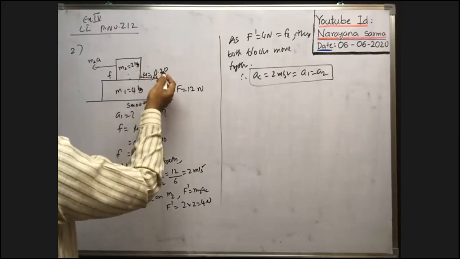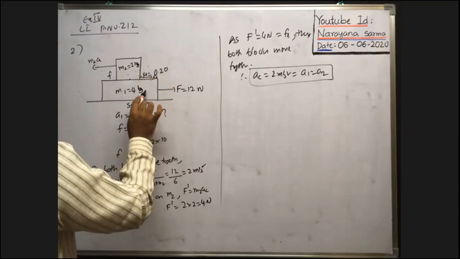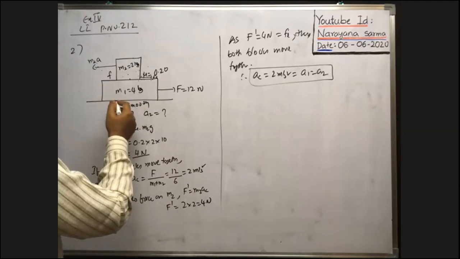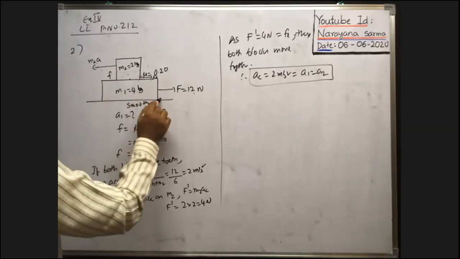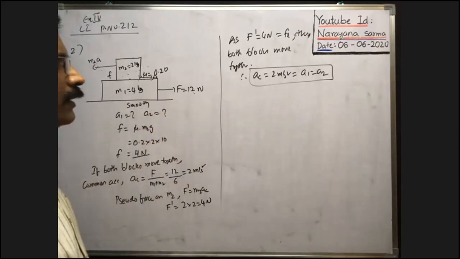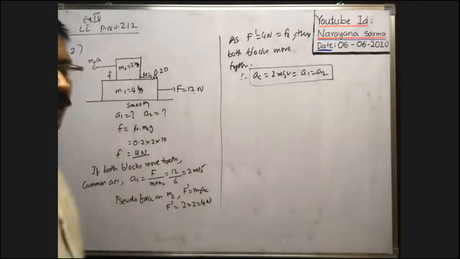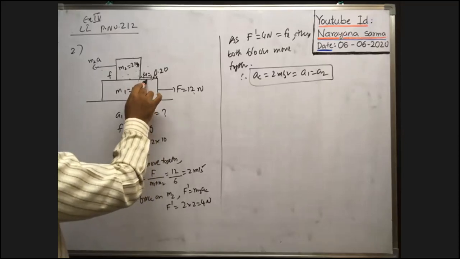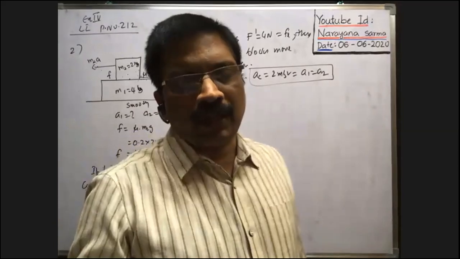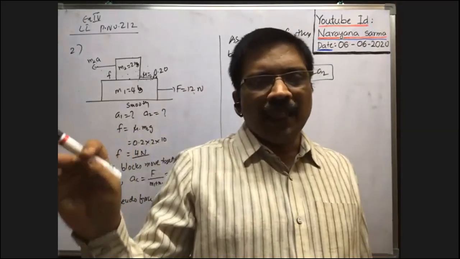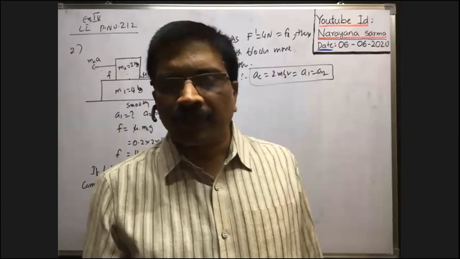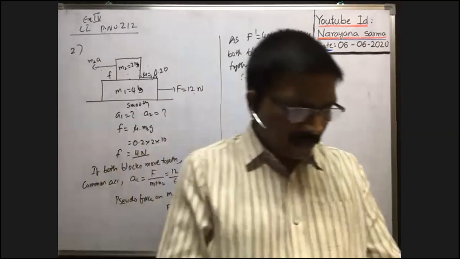Then we calculate A2. Similarly, on this block, 12 Newton acts in this direction and kinetic friction acts in this direction. Then net force is equal to 12 minus this kinetic friction, that is equal to m1 into a1. a1 is equal to how much? In that way we have to calculate. But here, as pseudo force is equal to limiting friction, both blocks move together. If the pseudo force acting on the upper block is equal to or less than the limiting friction, both blocks move together. That is the answer.